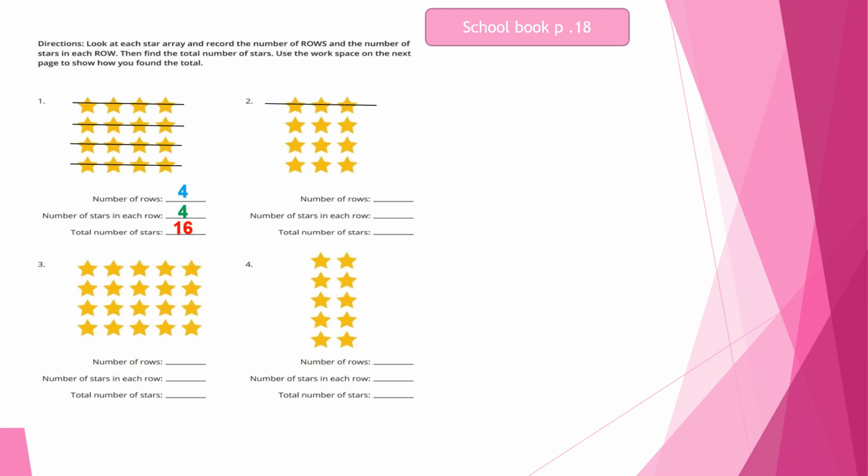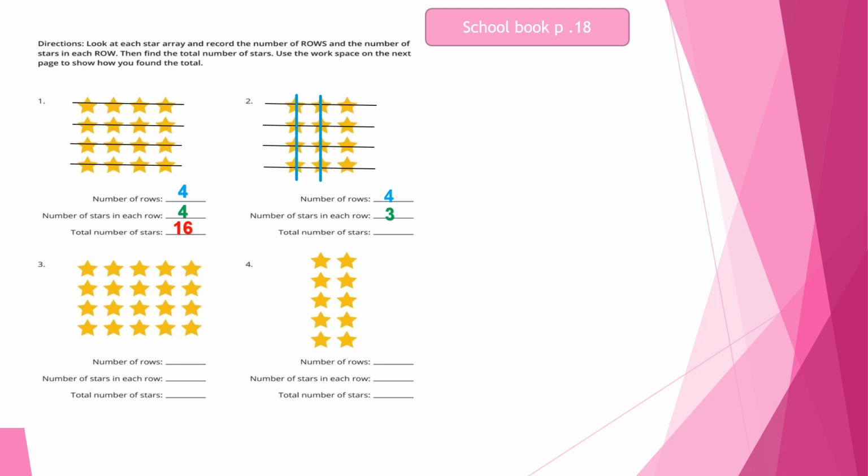Number 2, the array number 2, number of rows. Again, let's find the number of rows. Horizontal lines. Count with me. 1, 2, 3, 4. So number of rows, 4. The number of stores in each row. In each row, how many stores? 3 stores. To find the total number, we have here 4 rows, in each row 3. So we can say 3 plus 3 plus 3 plus 3 equals 12.